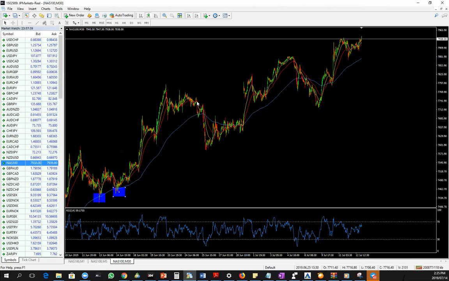I wouldn't even wait for it to come here, because that's a lot of money that you could lose if you have a big lot, like even 0.10 is big. Okay, right there. Now this has been an uptrend, right? Sure. Now it broke through.